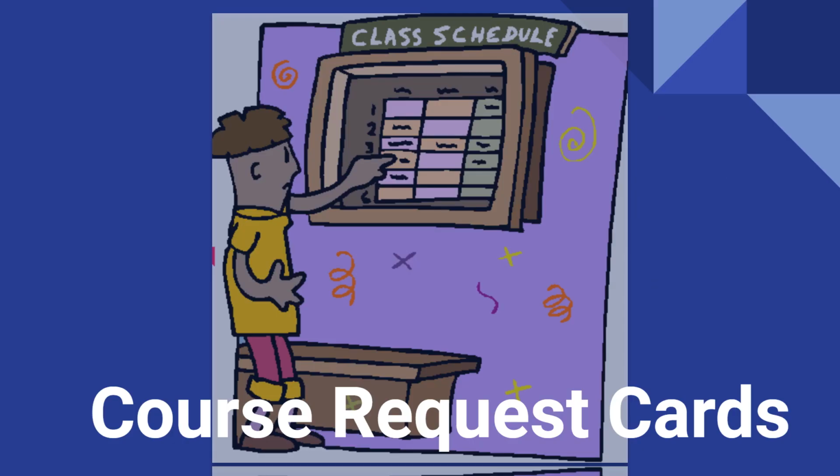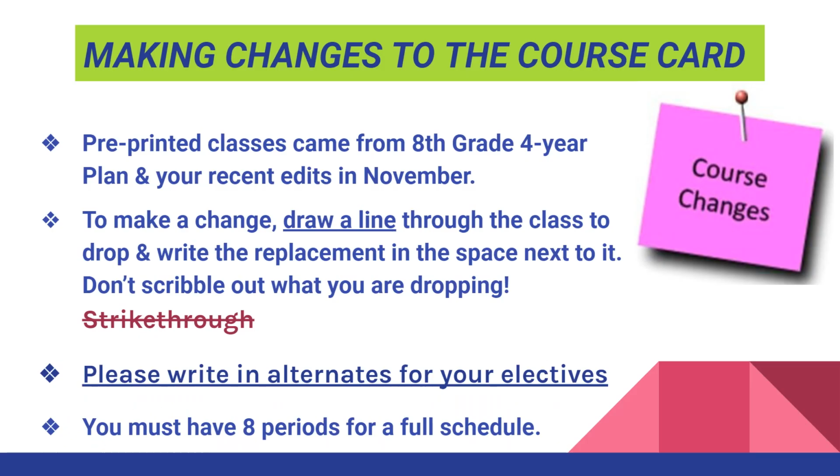Okay, let's talk about course cards now. What you see on your yellow card are the classes that you chose in 8th grade or the ones that you've recently updated. To make a class change, just draw a single line through the course and write the new course next to it under the column labeled Change. On the card, you'll also see a third column for alternates. Please add alternates next to your elective classes, so in case an elective doesn't work on your schedule, we have another class that we know you'll like ready to go. As a sophomore, you must take 8 classes.